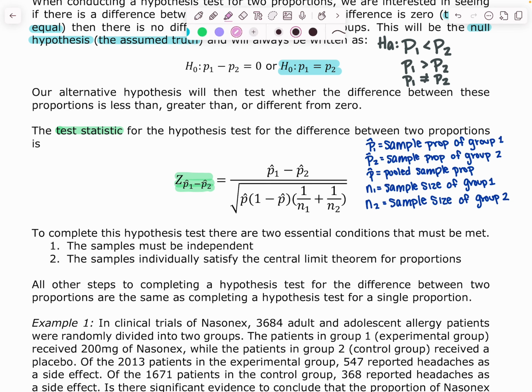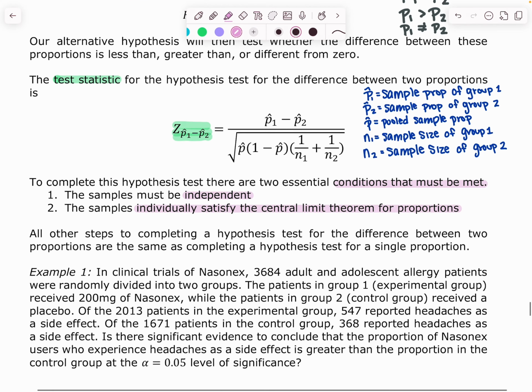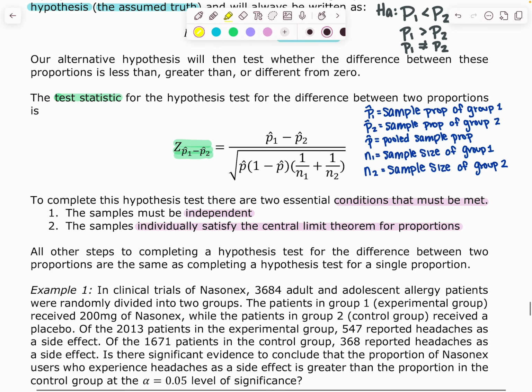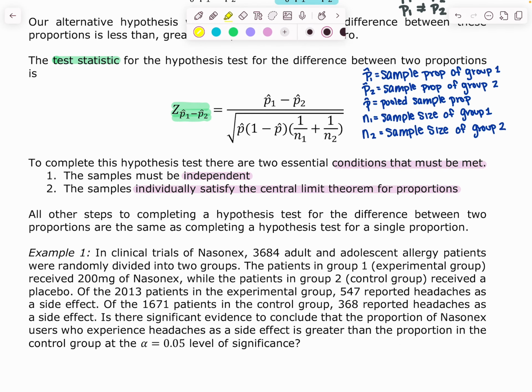So before we get into a test, there are two conditions that must be met. The samples must be independent of one another, and the two samples individually must satisfy the central limit theorem for proportions. When we complete the hypothesis test, we are going to follow the same steps that we would as if we were doing a hypothesis test for a single proportion.